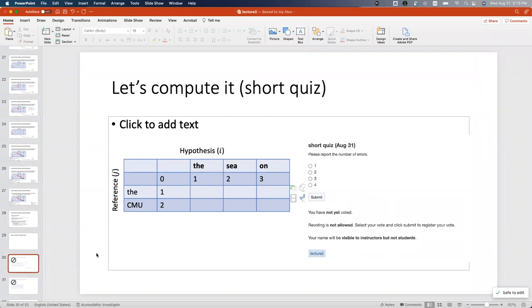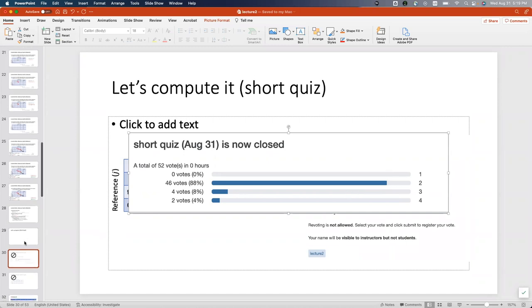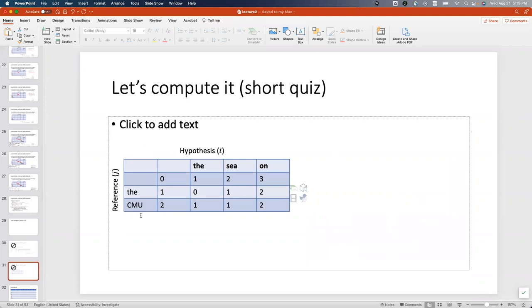Maybe I can paste it here. So this is the result. 52 people voted, and most people actually voted 2, and some people 3 and 4. And the answer is actually 2. So many of them are correct.